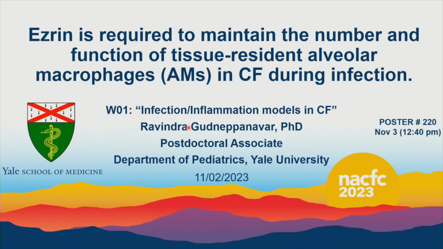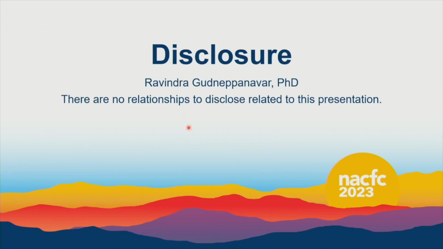Good morning, all. Myself, Ravi. I'm a postdoc in Dr. Brucia's lab in the Department of Pediatrics, Yale University. First of all, I would like to thank the chairs for giving me this opportunity to discuss our ongoing lab research on Erzin being required to maintain the number and function of tissue-resident alveolar macrophages in CF during infection. Regarding this project, I have no conflicts of interest to disclose.